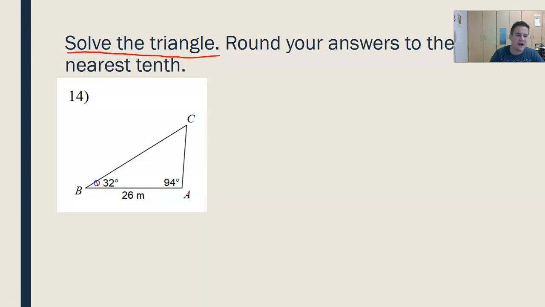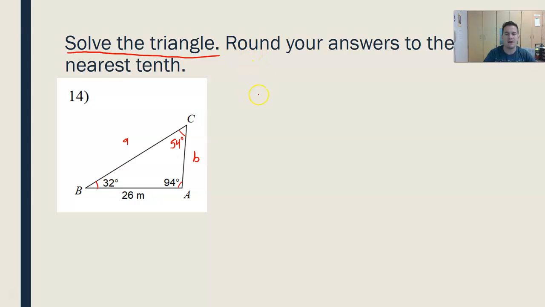So right off the bat, I'm given two angles, so I can find angle C right off the bat here by taking 180 minus 94 minus 32, which is 54 degrees. So angle C is 54 degrees. That's great. This is side A and this is side B. I need to find both of those. In this video, I'm just going to find one. I'm going to leave you to be able to find the other one.